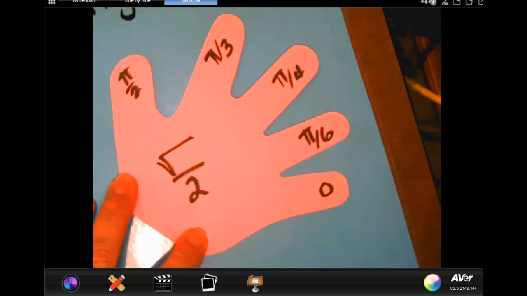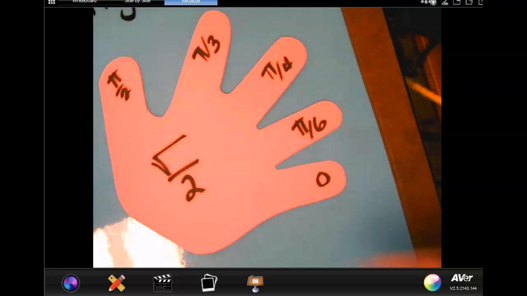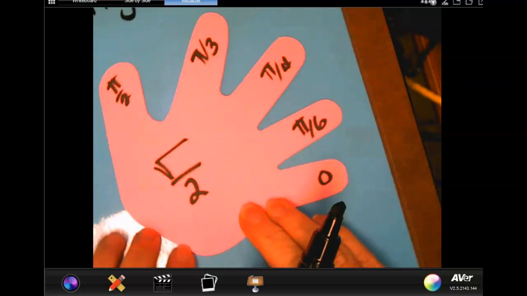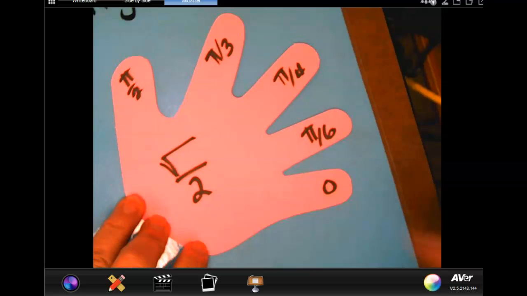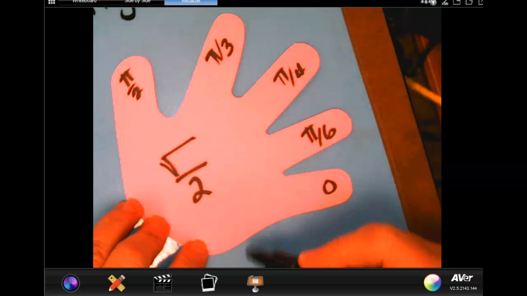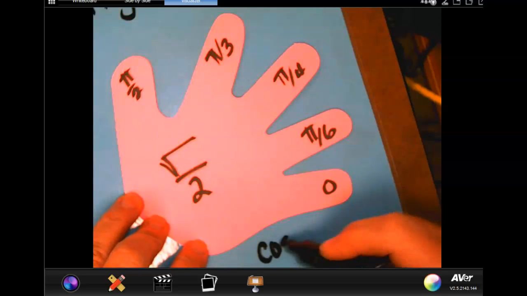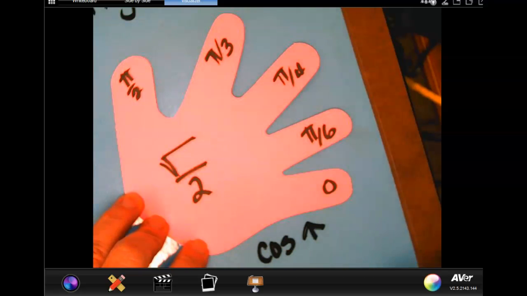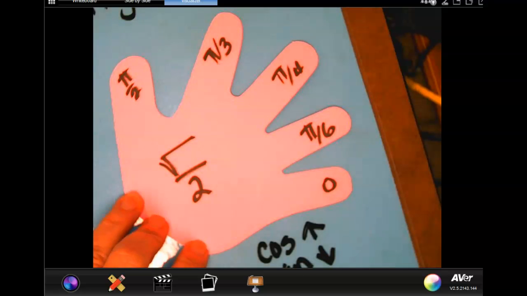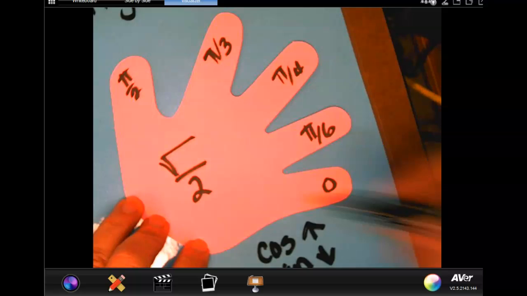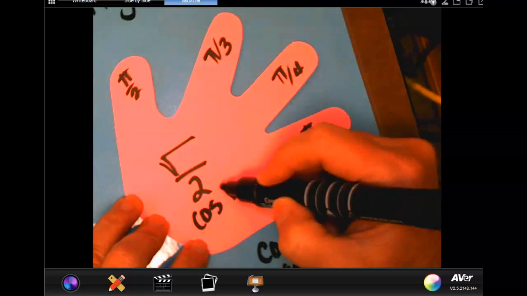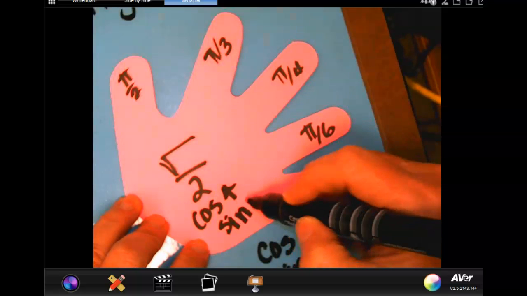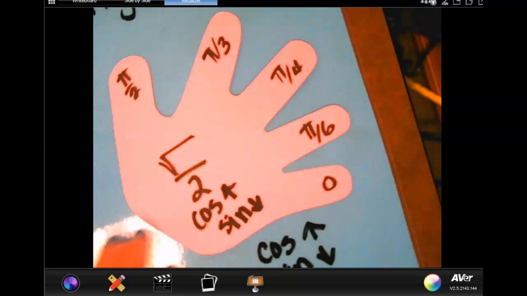Okay? Now, this is where it takes a little imagination, but you guys are super imaginative. So, I'm going to tell you, just write down, the cosine is going to be above and the sine is going to be down. So the cosine is going to be above and the sine is going to be below.